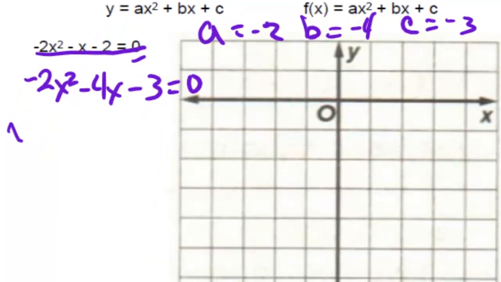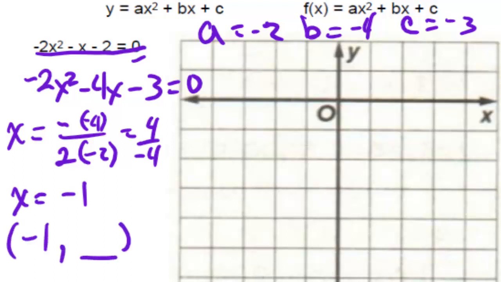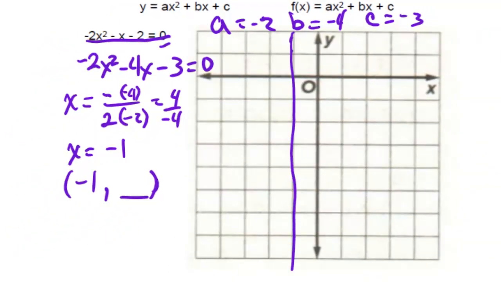So let's find the axis of symmetry so I can find my vertex. So x is going to equal the opposite of b, which is negative 4, over 2 times the a value of negative 2. And that's going to give me a positive 4 over negative 4, which gives me an axis of symmetry of negative 1. So the vertex is found at negative 1 and then some value. So somewhere along this line is my vertex. Now, how do I find the vertex? I just simply substitute this negative 1 into the problem.